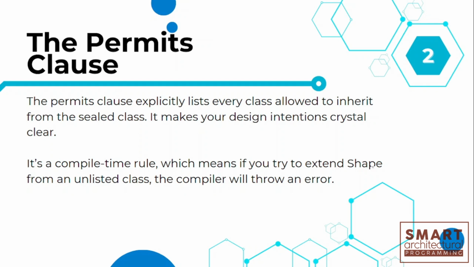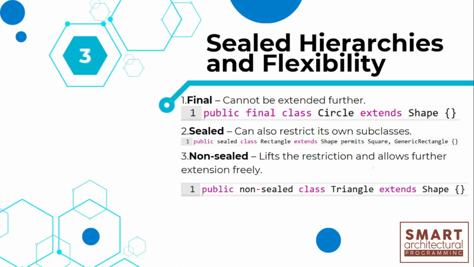With that, let's understand sealed hierarchies and flexibility. There are 3 important things you need to understand when we're talking about sealed hierarchies and their flexibility. Basically, we need to understand what happens to those permitted classes. They must either be final, sealed, or non-sealed. Those are the 3 categories of permitted classes that are allowed: final, sealed, and non-sealed. You can see those 3 bullet points on the screen right now.